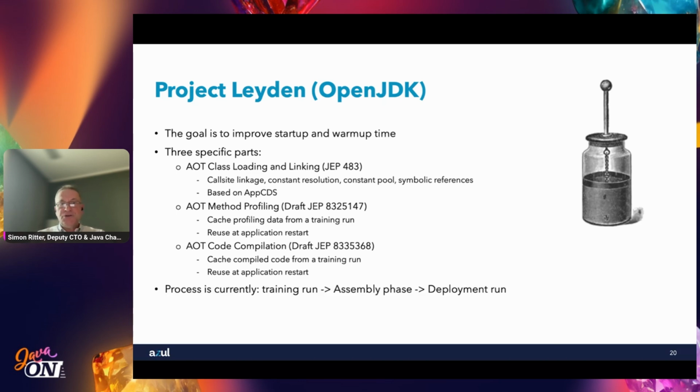Now, the process that they use for this is currently three different phases. There's a training run where you collect that information, then there's an assembly phase, and then there's a deployment run. So it's a little bit more involved than what I explained in terms of Platform Prime, but it does essentially the same thing, because all of this sounds very familiar. It's exactly what I just talked about, what we've done at Azul. So they kind of used similar ideas to what we did with our product, and now they're including it into the OpenJDK.